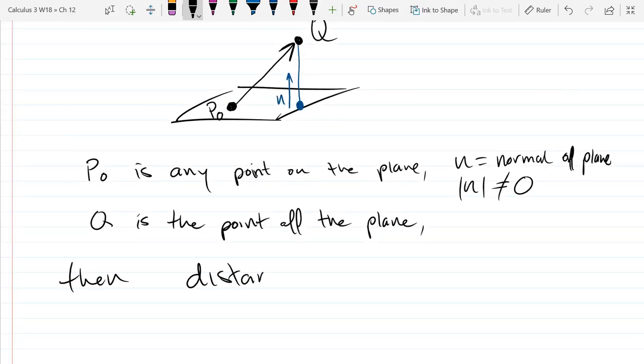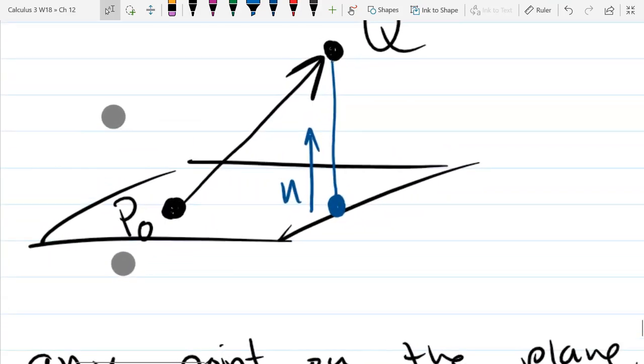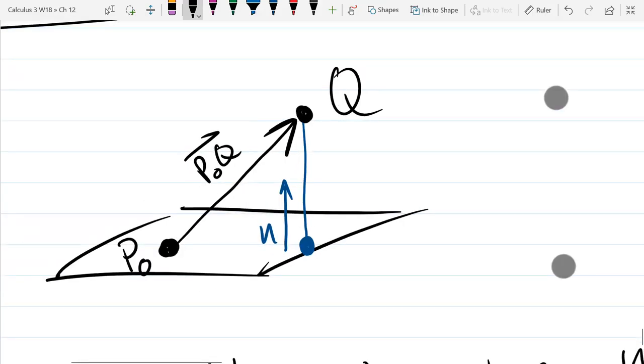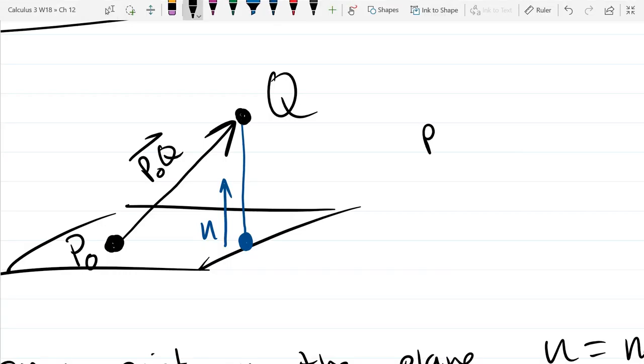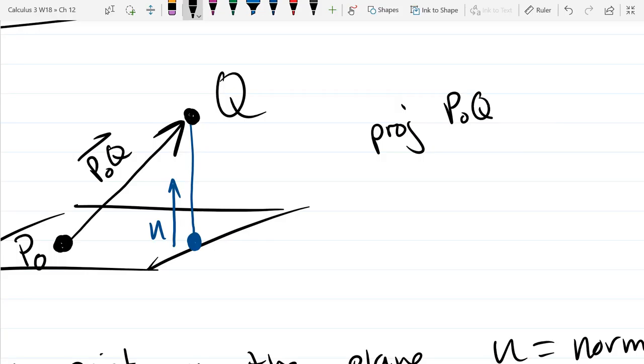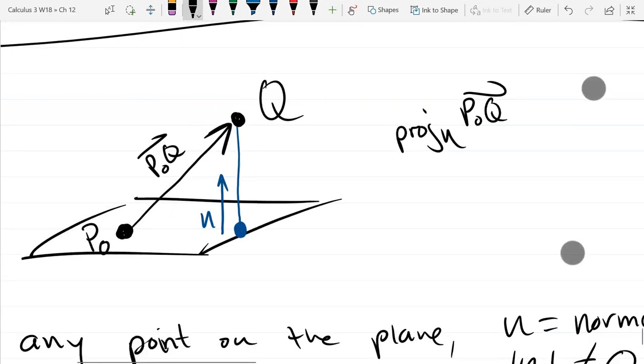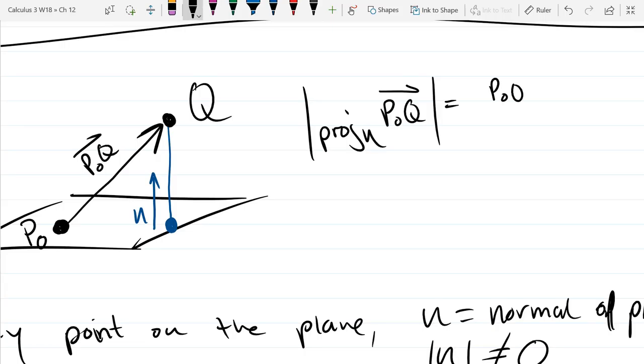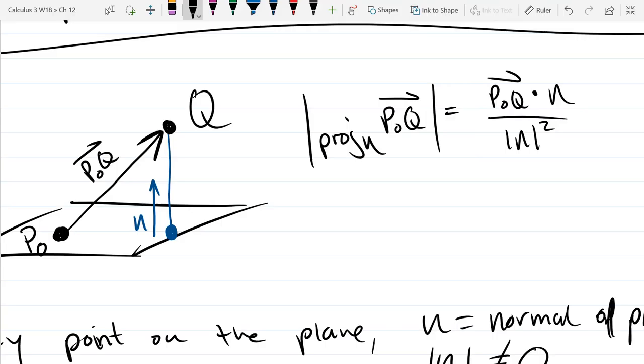Then our distance from point to plane, from Q to the plane, is, so let's describe this vector right here. The vector I drew is P naught Q. So we're going to project this vector onto N and then find the magnitude. So we're going to project P naught Q onto N, and we'll be finding the magnitude of this. Let's write out the formula. That's P naught Q dot N divided by magnitude N squared, and this will be a scalar multiplied by the vector N.